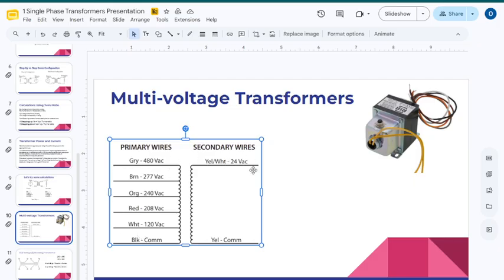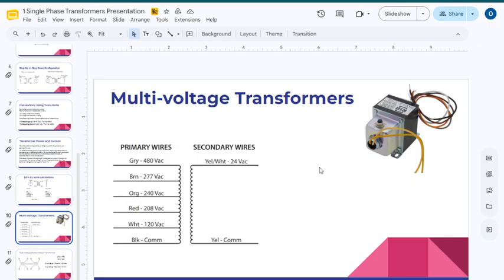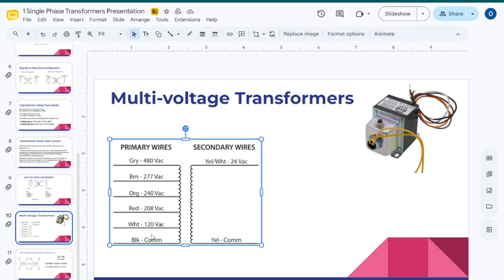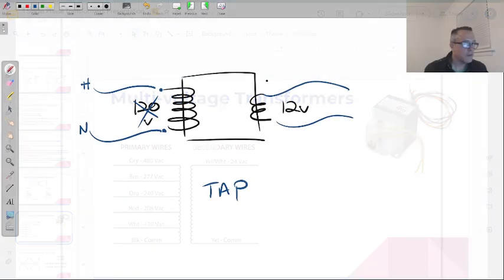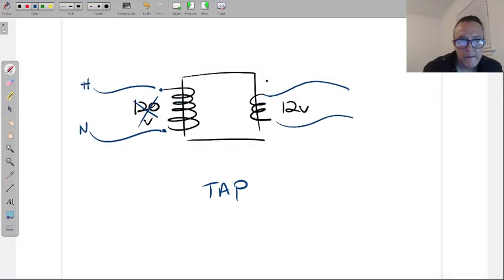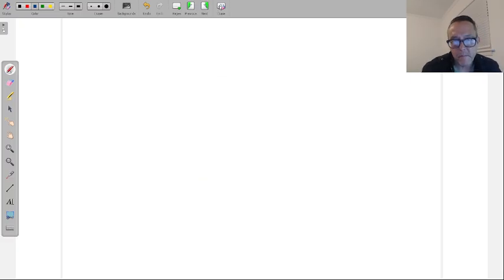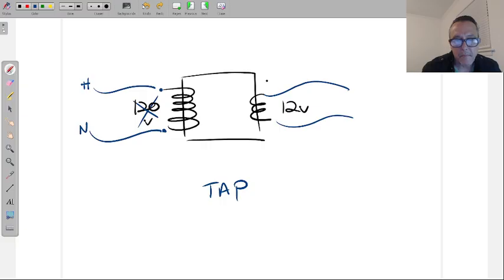Now, on the secondary side, this one only gives me 24 volts on the secondary side. But they have ones that are the same as the primary side on the secondary side, where I get multiple outputs as well. All right, so they have those also. But the split phase transformers are a little bit different. All right, actually, let me pop that back up.